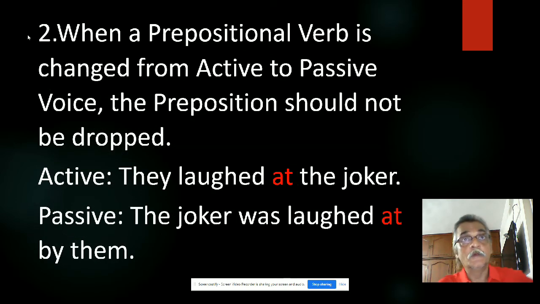The second rule: when a prepositional verb is changed from the active to passive voice, the preposition should not be dropped. Look at the example. They laughed at the joker. Notice the preposition marked in red. When we convert this to the passive voice, we say the joker was laughed at by them. We don't say the joker was laughed by them. So you retain the preposition at.